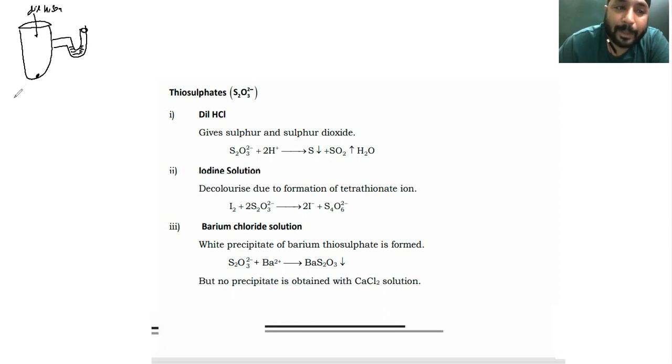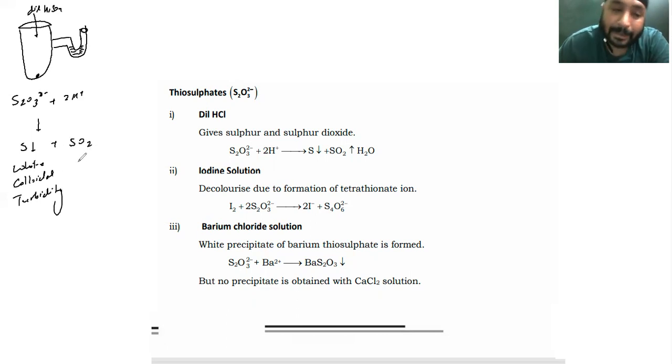Now what exactly happened? Thiosulfate, when it reacts with your dilute H2SO4, instantly decomposes, as it's unstable in acidic medium. Just remember that to form thiosulfate, sulfur dioxide plus sulfide in basic medium combine together. But in acidic medium, the reverse reaction takes place in which it decomposes to form sulfur, which is nothing but a colloidal white turbid solution. White colloidal turbidity will be there, and simultaneously sulfur dioxide gas escapes out.